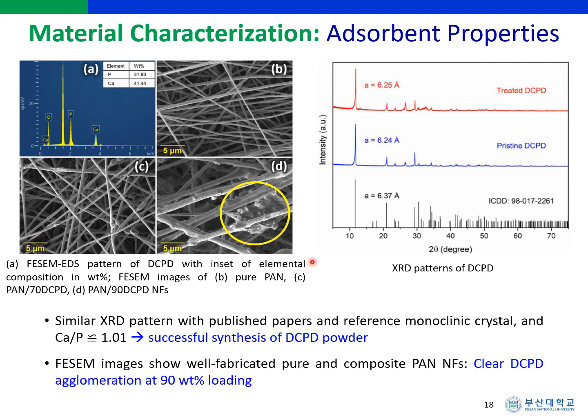Beading, which could result in an uneven dispersion of the DCPD particles and irregularly sized nanofibers, was observed at a DCPD loading of greater than or equal to 98%. The average diameters of the PAN DCPD nanofibers were larger than those of other composite PAN nanofiber adsorbents.